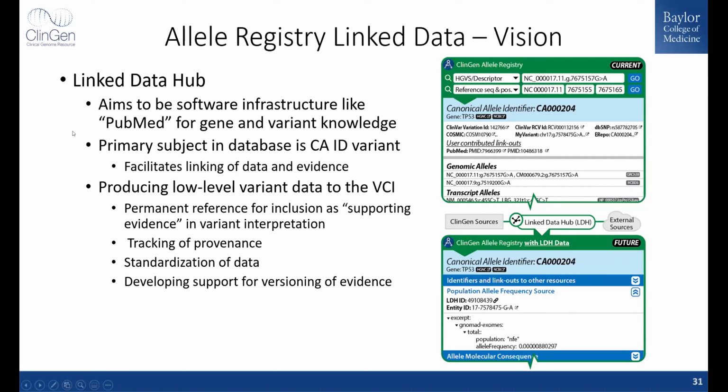So we're aiming for the Linked Data Hub to be the software infrastructure, kind of like the PubMed for gene and variant knowledge, a search for these types of things. If we use the canonical allele identifier as the primary subject in the database, basically solving these problems that we've talked about, the Allele Registry allows us to link everything in a centralized way, and also to curate based on seemingly the same event.